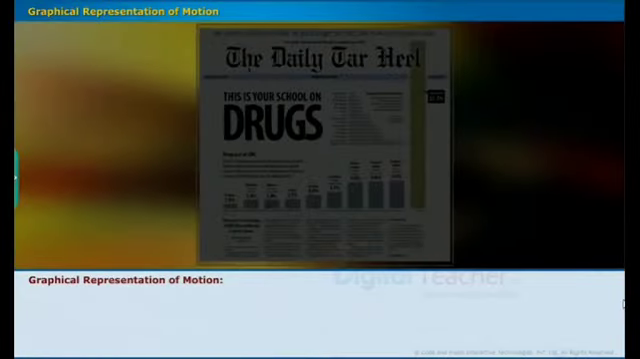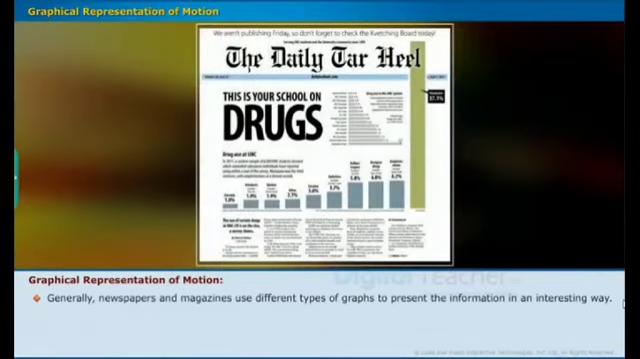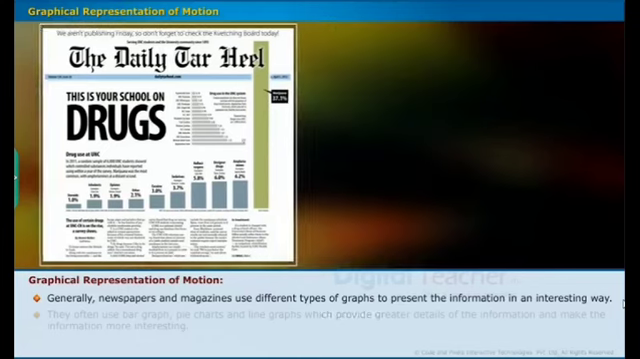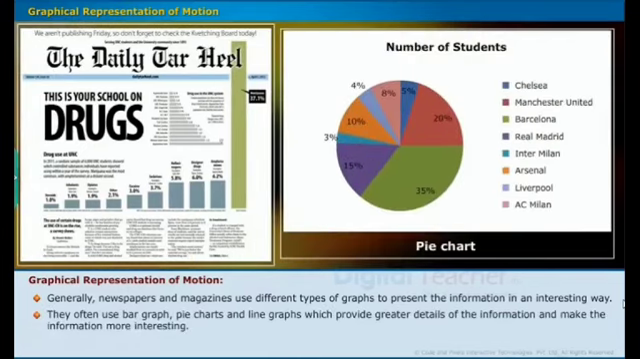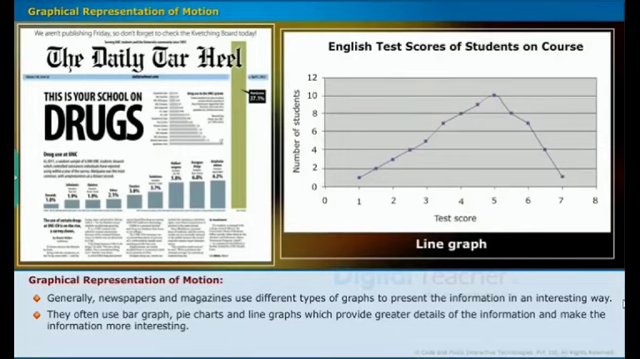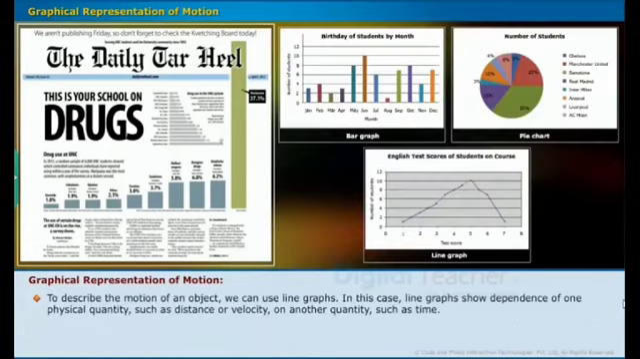Graphical representation of motion. Generally, newspapers and magazines use different types of graphs to present the information in an interesting way. They often use bar graphs, pie charts and line graphs, which provide greater details of the information and make the information more interesting. To describe the motion of an object, we can use line graphs. In this case, line graphs show dependence of one physical quantity such as distance or velocity on another quantity such as time.